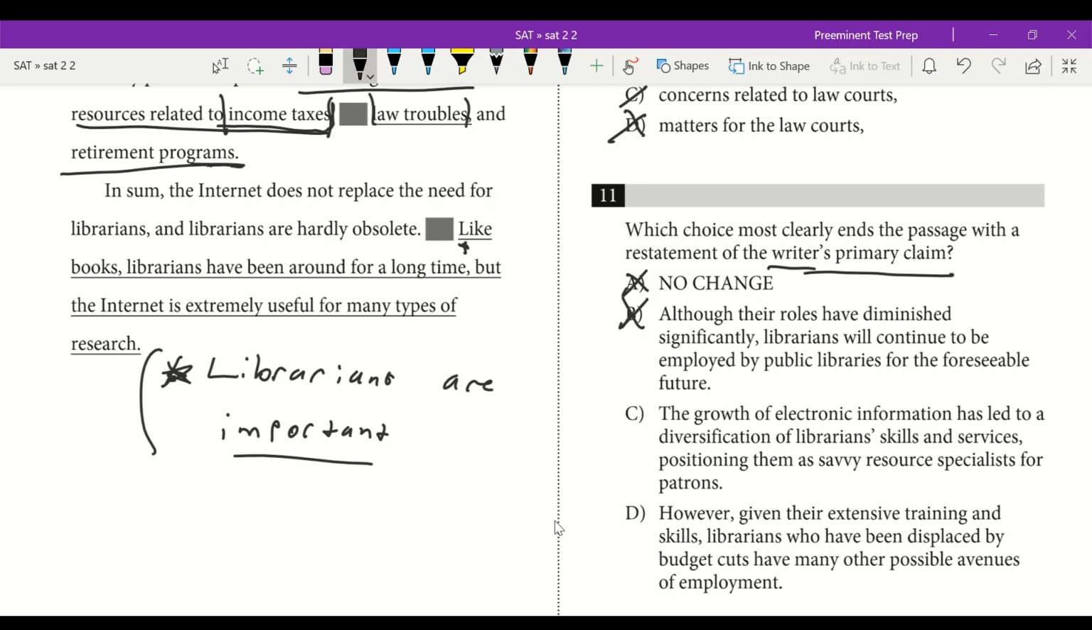All right, and then C. The growth of electronic information has led to a diversification of librarian skills and resources, yes. Positioning them as savvy resource specialists for patrons, yes. Right, that touches on the importance of librarians. And then D, however, given their extensive training and skills, librarians who have been displaced by budget cuts have many other possible avenues of employment. We never talked about that, so D is out.